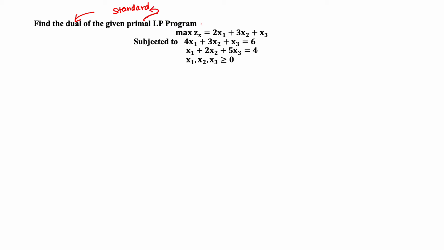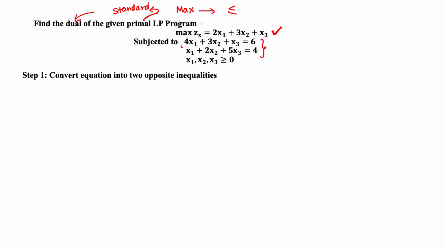dual problem. Okay. So for standard, my objective function should be in maximization form and constraint equation should be in less than equals to form. So my objective function is already in maximization form, that I don't have to change. Next is my constraint equations are in equals to form, which I have to convert into inequalities. So first step is to convert equations into opposite inequalities.